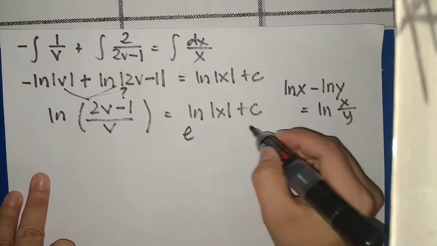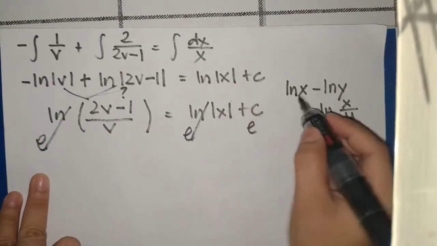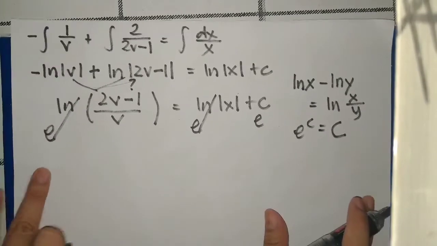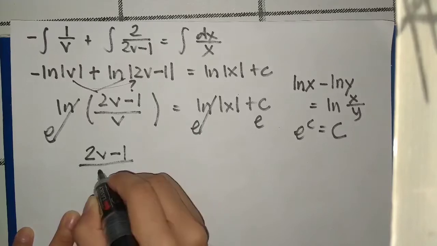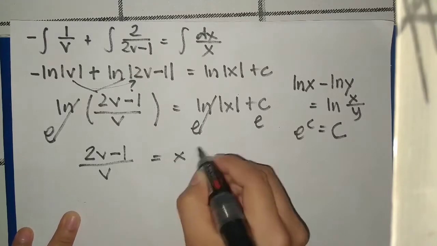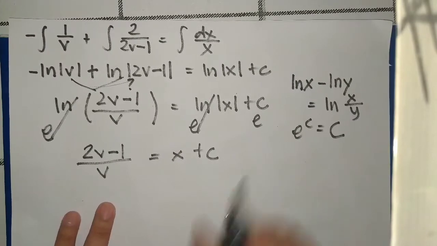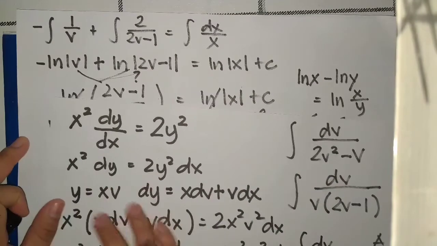So I wanted to remove the ln sign, so we have to put the Euler's number. So e raised to c is a constant, it's the same anyway, so write it that way or not, the value will still be the same. So 2v minus 1 all over v is equal to x plus c. So that's what we arrived at after removing the ln.